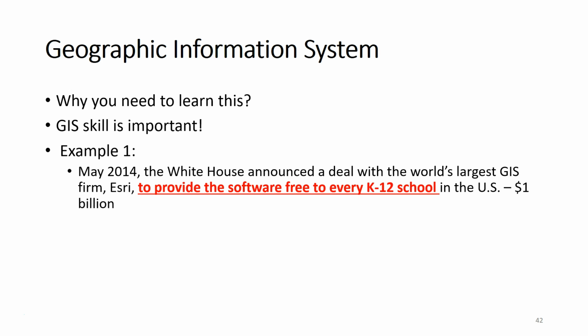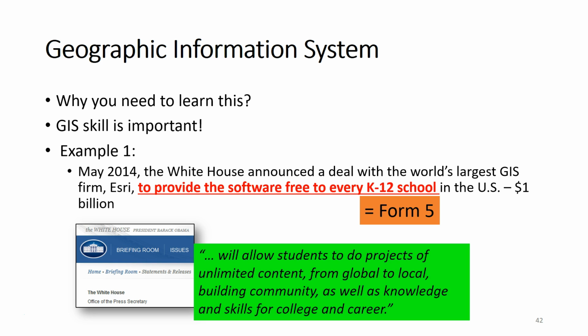Do you know what is K-12? Form 5. So in their statement, the press release from the White House, they say they do this because it will allow students to do projects of unlimited content. Unlimited content. You can get everything, from global to local, building community, as well as knowledge and skill for college and career.